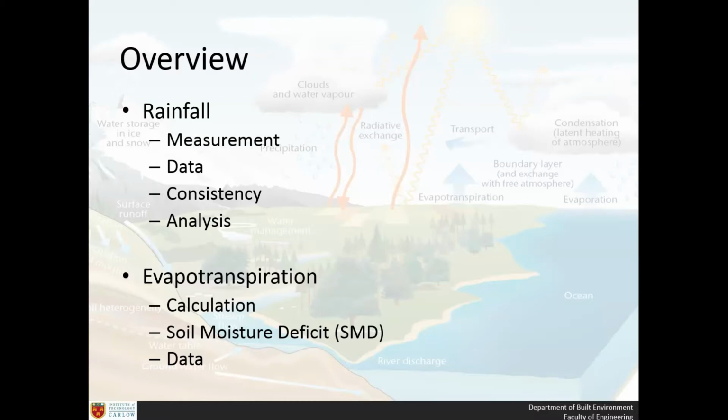I'll also briefly cover evapotranspiration. I know Clara is talking about measurement of this next, so I won't go into too much detail. I'll focus on the main calculation method, which is FAO Penman-Monteith, and then how you calculate actual evapotranspiration using the soil moisture deficit and what data sets are available.